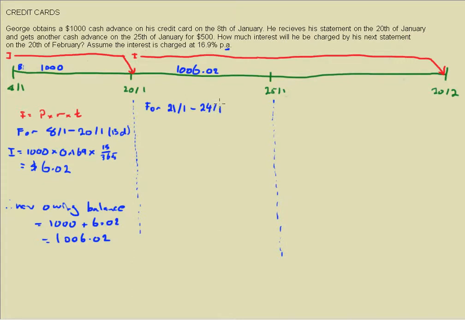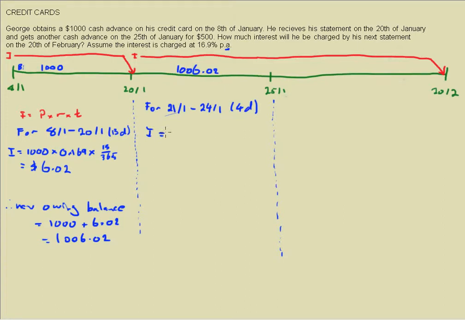Now, because on the 25th we take out another transaction, we're only interested in looking at going up to the 24th. Because the balance changes on the 25th, he gets another cash advance. So this area here, and remembering the 21st to the 24th, including the 21st, that's 4 days.